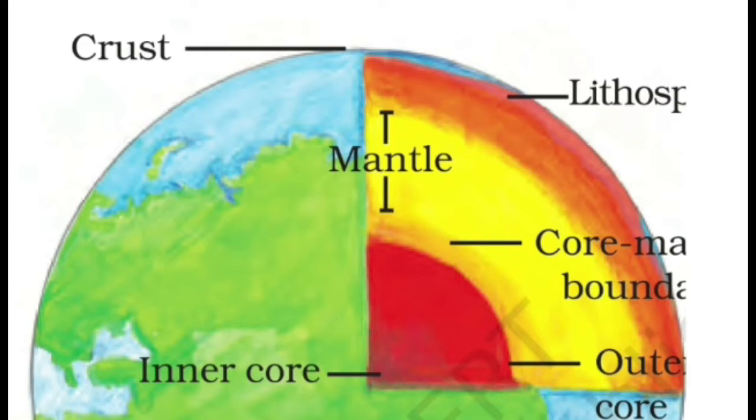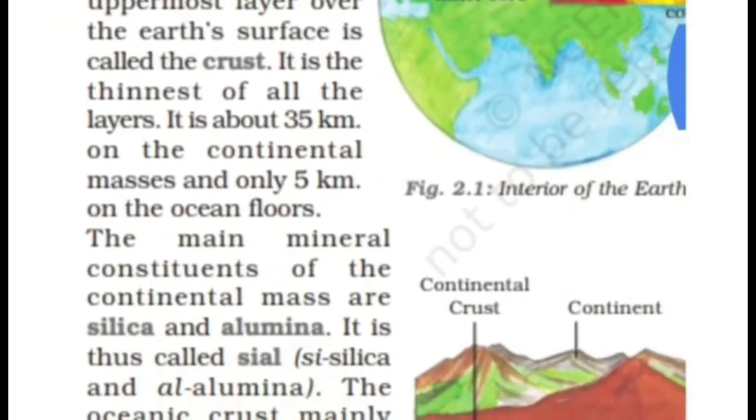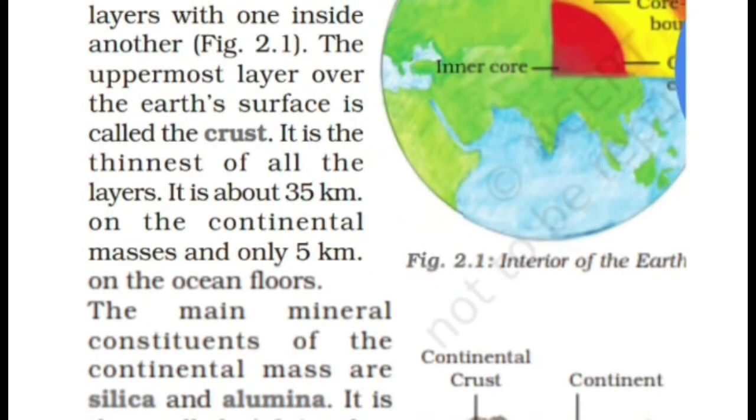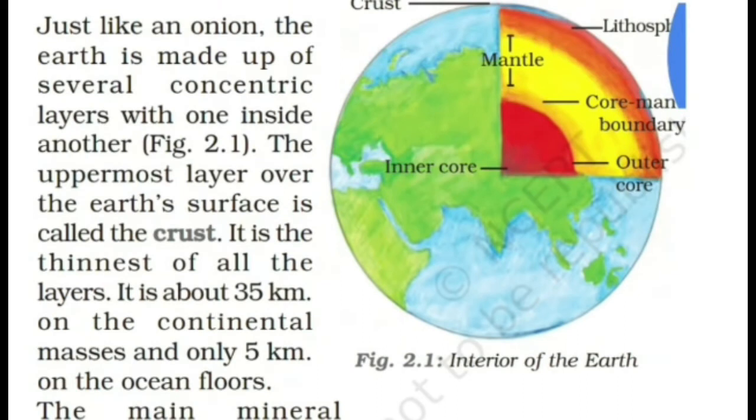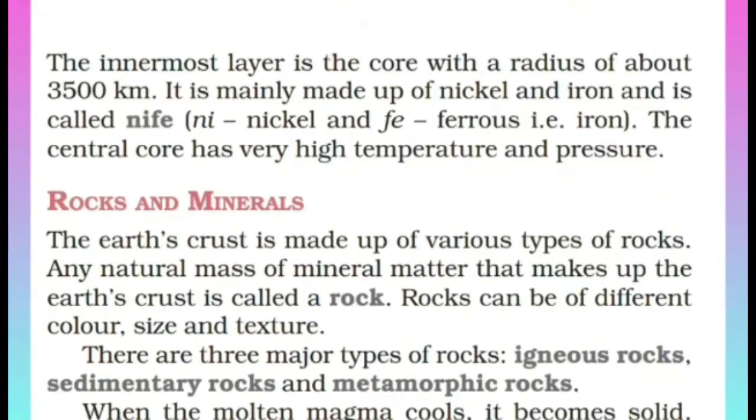And this mantle is about how many kilometers? 2,900 kilometers below the crust. Okay, keep it in mind: the mantle is 2,900 kilometers, and the crust was 35 kilometers on the continental mass and 5 kilometers on the ocean floor, and our mantle is 2,900 kilometers thick.